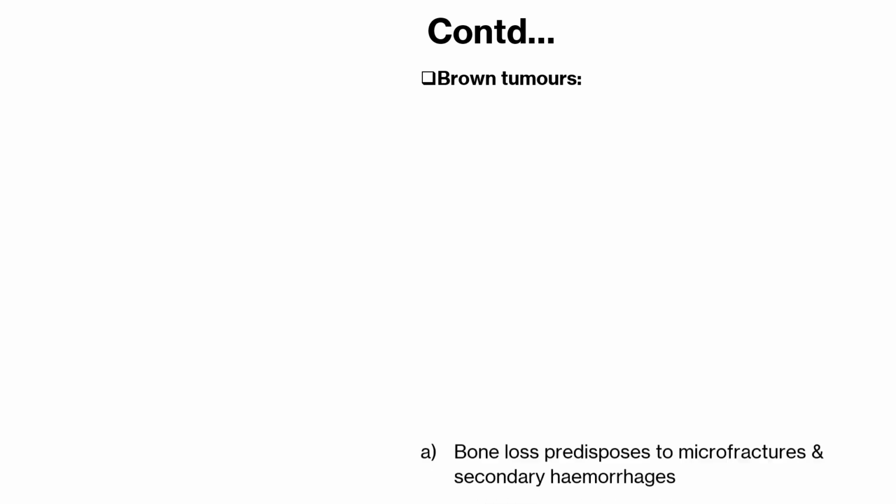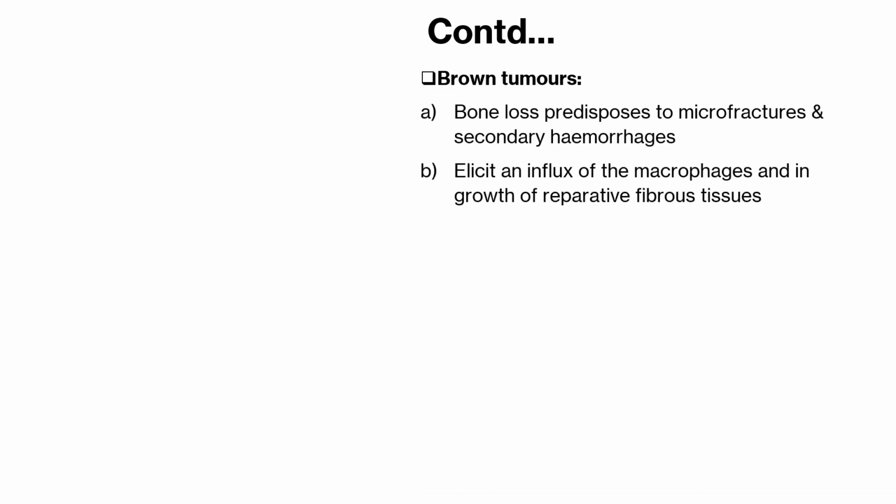Next, we can appreciate the brown tumors. Increased osteoclastic activity in the bone predisposes the bone to microfractures, and that results in hemorrhage, which is called secondary hemorrhage, and that elicits the influx of macrophages and the growth of reparative fibrous tissue. Since there is an influx of macrophages and other inflammatory mediators, that results in increased vascularity as well as hemorrhage.